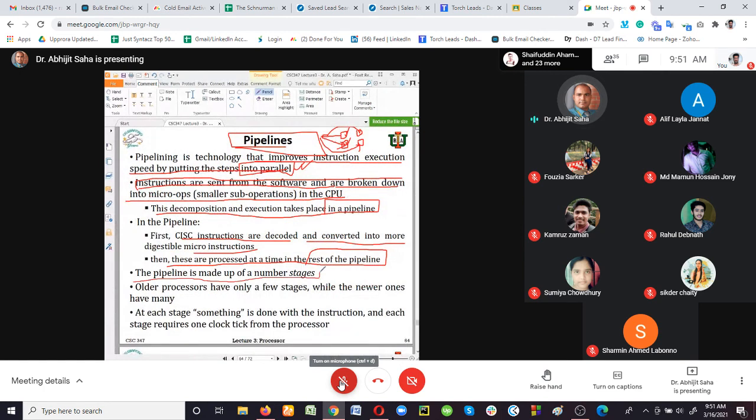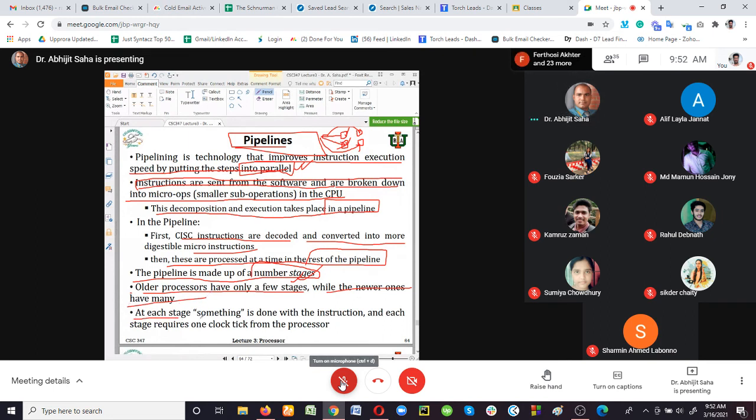It is telling us that there are pipeline technologies we are talking about. The pipeline is made up of a number of stages. Again we are seeing stages. Of course, the instruction cycle stages we have seen are a bit related to these pipeline stages. It is about how many stages there are in the pipelines. The older processors have only a few, but newer processors have more pipelines, many stages.